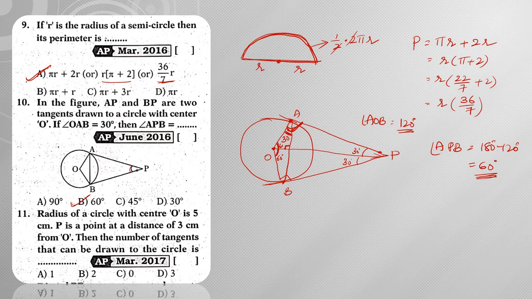Next, the radius of the circle with center O is 5 centimeters. So P is a point at a distance of 3 centimeters from O. Then the number of tangents that can be drawn.